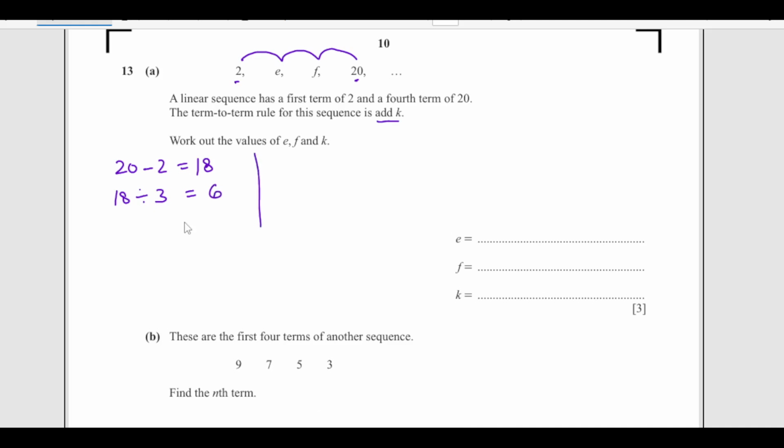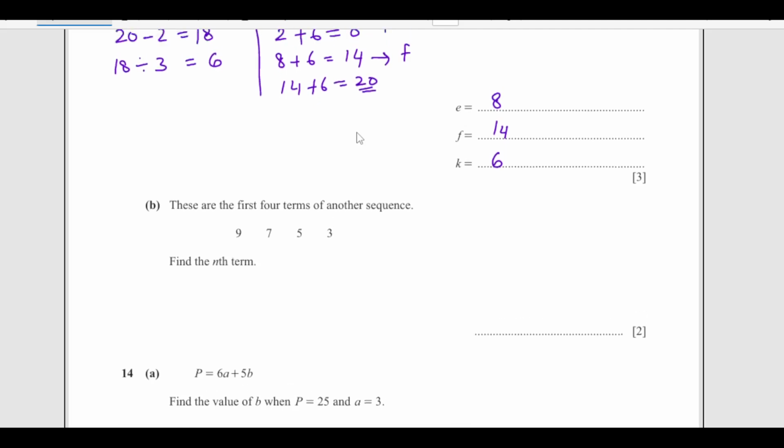The first term that we have is 2, then 2 plus 6 will be the second term, 8, then 8 plus 6 is the next term, 14, then 14 plus 6 you get 20. So, this proves that it is right. This is now our second term, which is E, and this 14 is F, right. So, E is 8, F is 14, and k is what we are adding, which is 6.